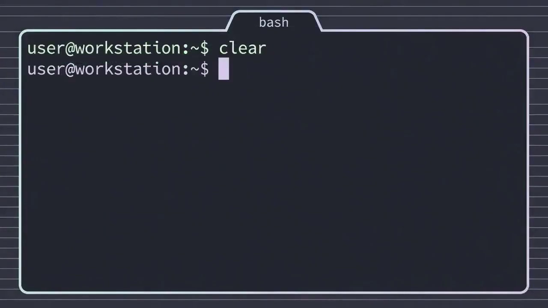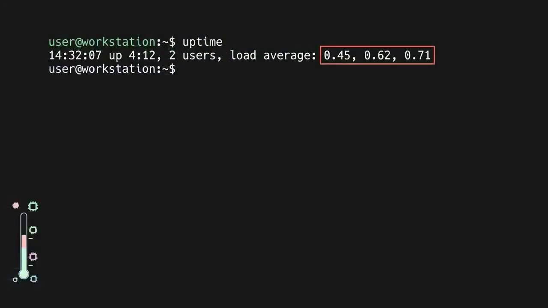First, we run clear to wipe the terminal buffer and start with a clean canvas. This isn't strictly necessary, but it makes every subsequent step's output easier to read and capture without visual noise from prior commands. Now we run uptime, which tells us exactly how long the system has been running, how many users are logged in, and the load average over the last 1, 5, and 15 minutes. The three numbers after load average represent the system's runnable queue depth. Values near or above your core count indicate a busy system. Here, the 1-minute load is 0.45, comfortably below capacity.